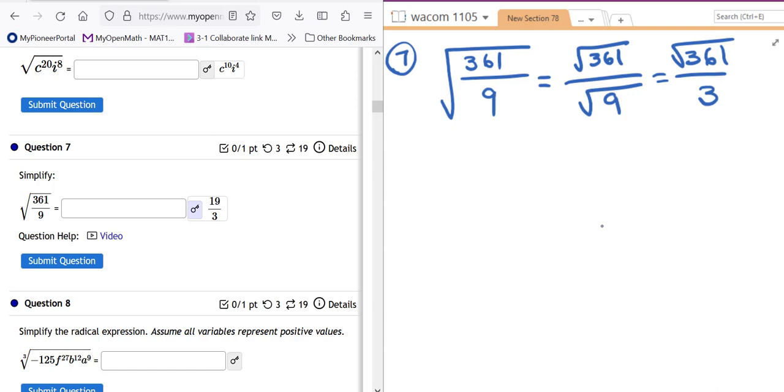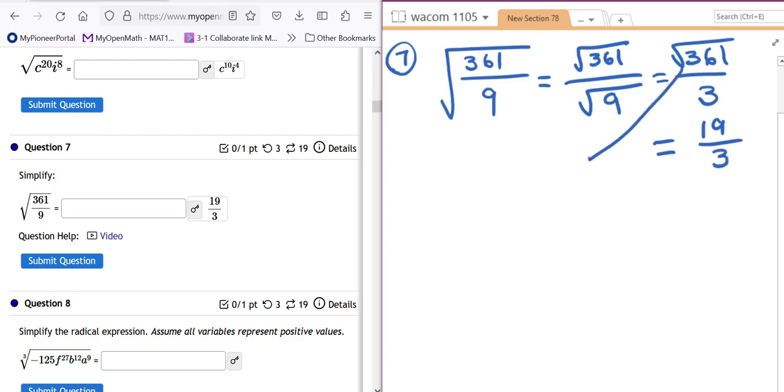Okay, so Mrs. H is wrong. And this is 19 over 3. It was a perfect square. So don't fall into that trap. If you get one with something big like that, just make sure it's not a perfect square to begin with.